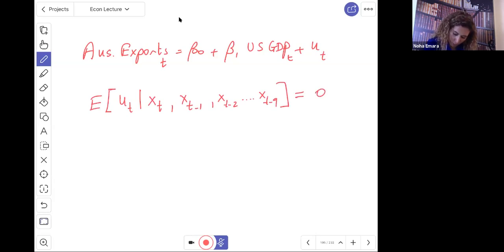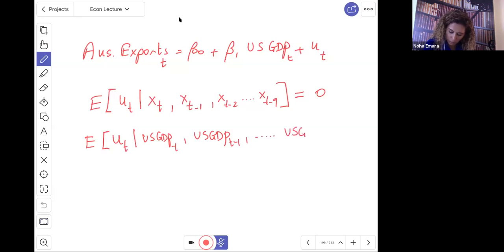So I can rewrite this condition based on our example. The expectation of UT given US GDP today, US GDP yesterday or last year or last month, again, depending on our data frequency, US GDP maybe 10 years ago, T minus 10. I want this to be equal to zero.